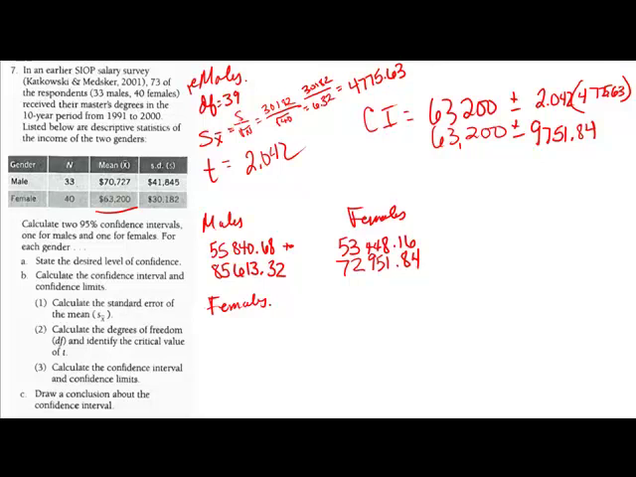So what do we have? We have a 95% probability that this interval contains the mean population income for females who recently received their degree, and the corresponding value for males. So there we go.